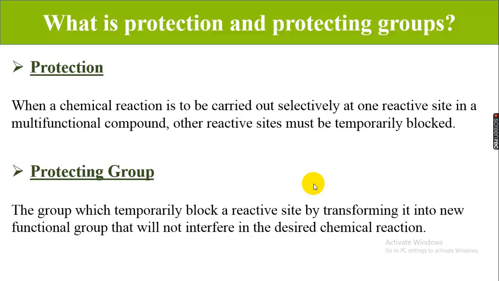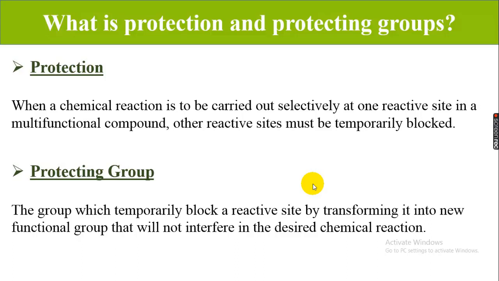Basically, when our organic compounds are multifunctional in nature, one functional group will react and the other will not react with our required reagent. So for that purpose we want to create selectivity at one reactive site. In this way we protect this group by using protection, and this protection is basically temporarily blocking reactive sites.